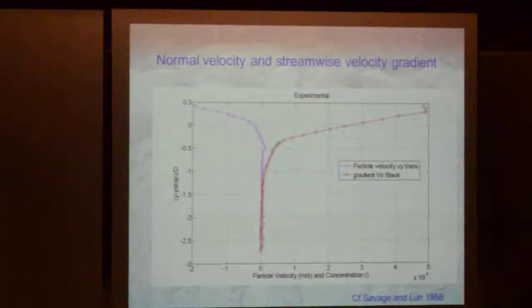I would like to try to relate the vertical velocity, or the normal velocity, to the shear rate. The normal velocity, is that like a segregation velocity? Yeah, segregation velocity, like the large particles going up. It's not the flux, it's the velocity here.